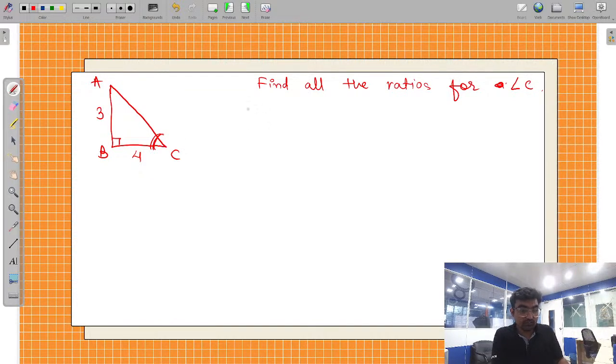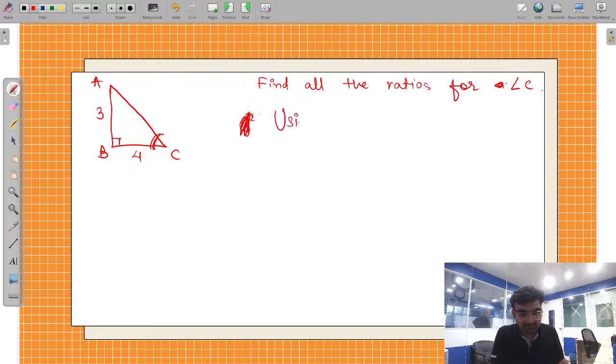Now we know if we have to find sine theta, what will we need? Opposite side upon hypotenuse. But the problem is we don't know the hypotenuse. So can you tell me what we'll do to find the hypotenuse? Correct, it's Pythagoras theorem. For Pythagoras theorem what do we need? Two other sides other than the hypotenuse, right? So the square of 3.